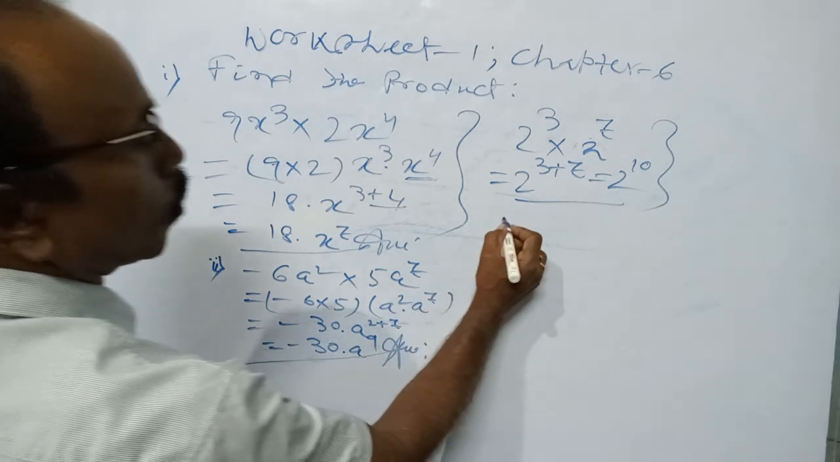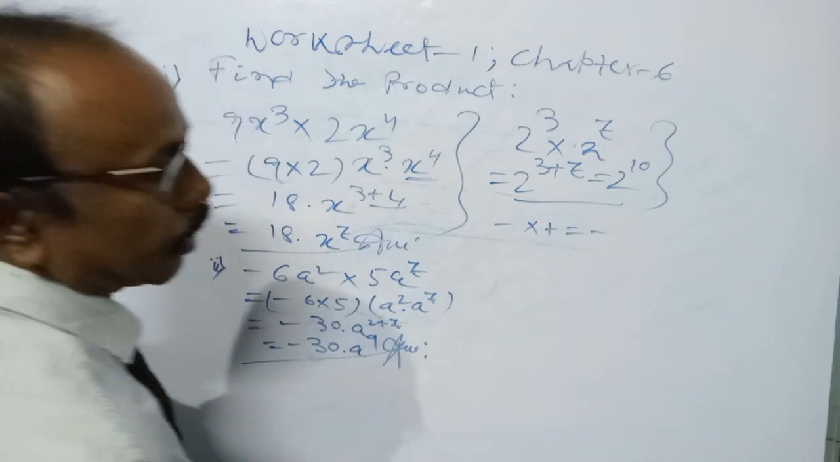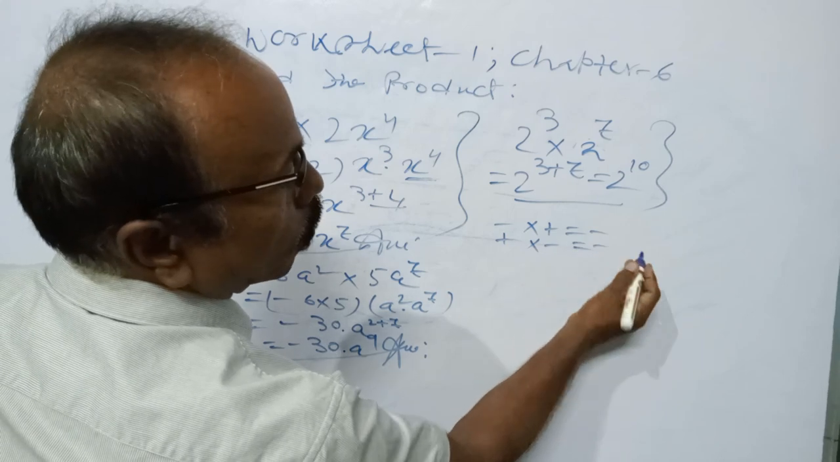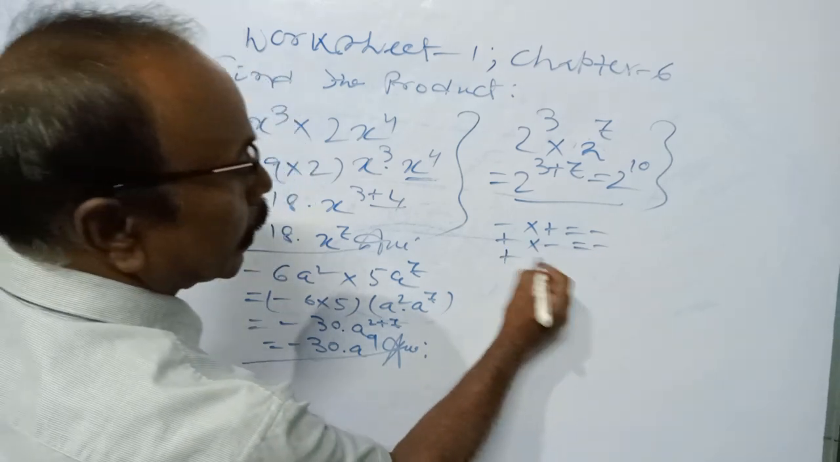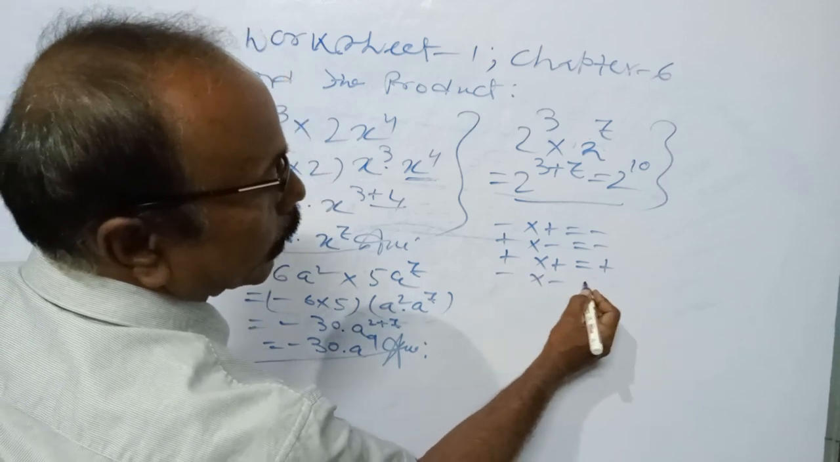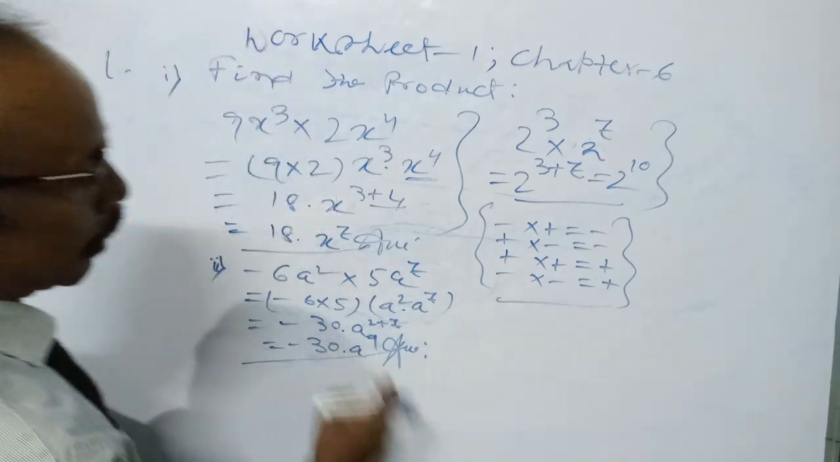Moreover, my dear student, you see, minus into plus is equal to minus. Plus into minus is equal to minus. Plus into plus is equal to plus. Minus into minus is equal to plus. This is very important for the multiplication case.